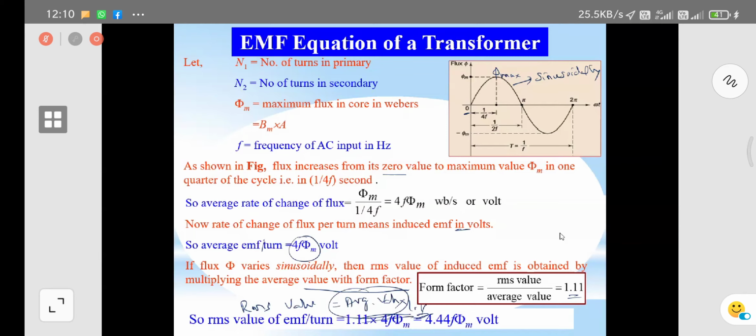Okay. So the RMS value of EMF per turn is equal to 1.11 into 4 f Φm, which is equal to 4.44 f Φm in volts.